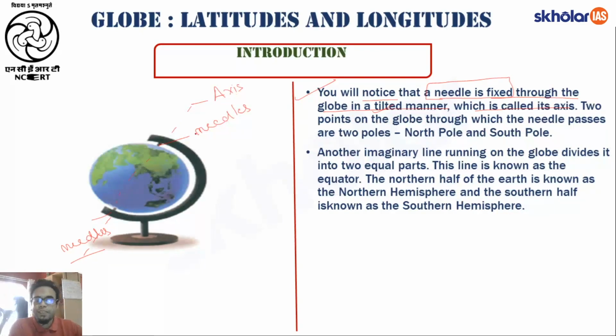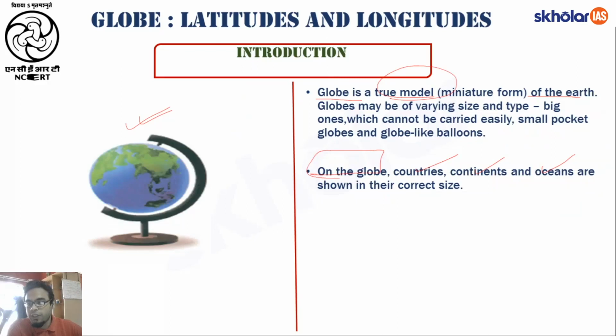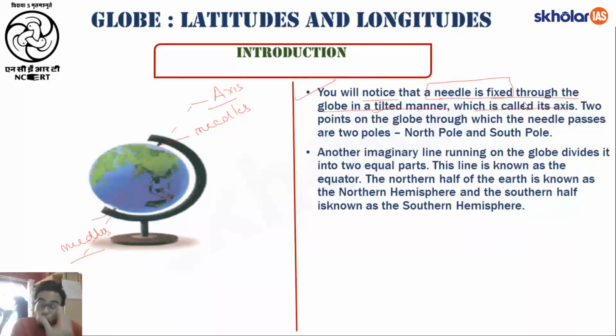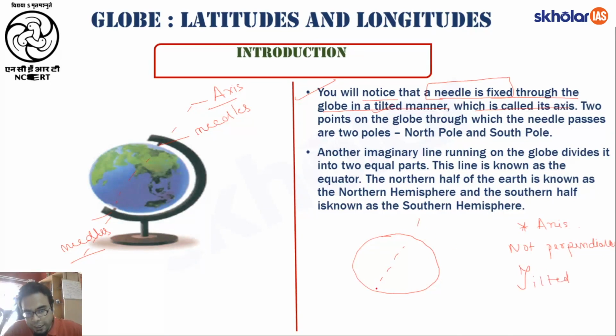Now, if you go to the previous slide, what is the first point? A globe is a true model of the earth, meaning it is showcasing the proper representation of the earth. So the earth will have its axis. Always remember that the axis of the earth is not perpendicular, rather it is tilted, as shown in the globe here.